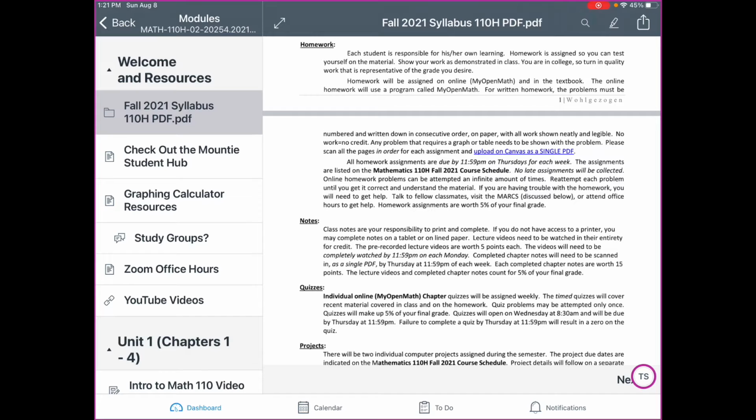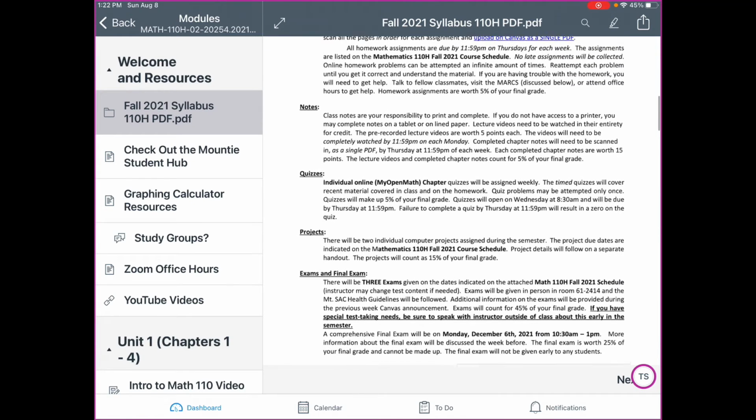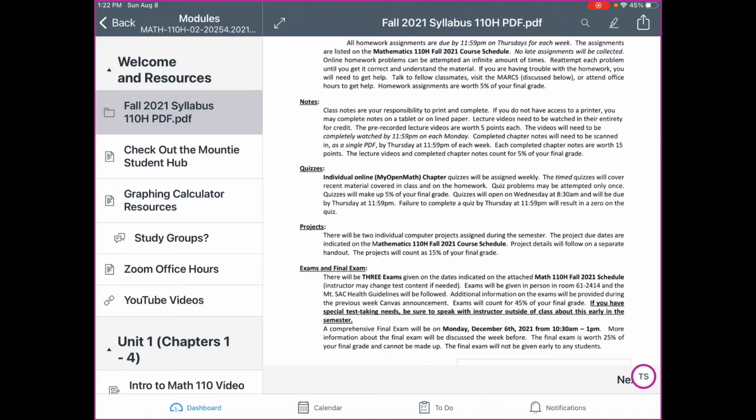If you're unable to obtain a copy of the 14th edition, one place to get those, to be able to use the textbook, would be the T-mark, and that's discussed below too. All homework assignments need to be completed by 11:59 p.m. on Thursday for each week. The assignments are listed on the course schedule, which is one of the last pages in this syllabus. No late assignments are collected.